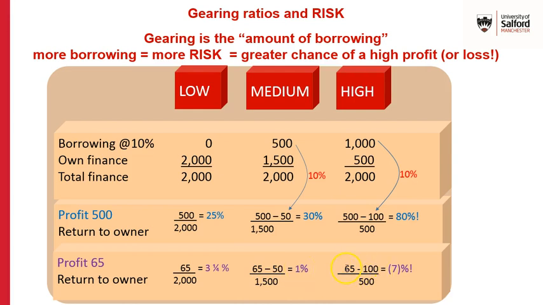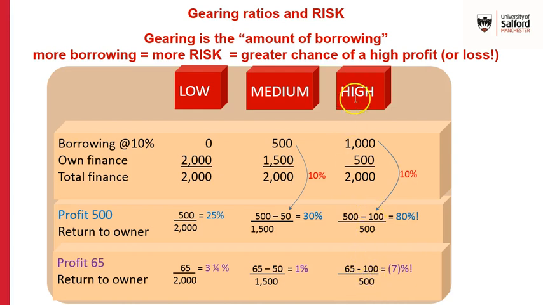And now we've only earned 65. We have this 100 interest rate bill to pay, so it's now negative. So we've got negative 35 over 500, that's minus 7%. And so now this is the worst position.